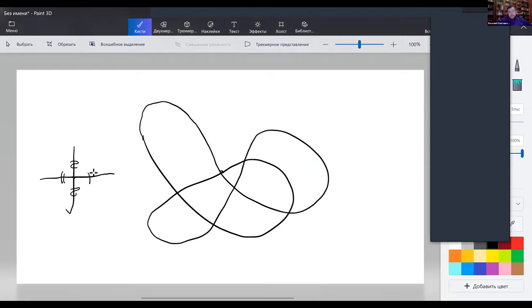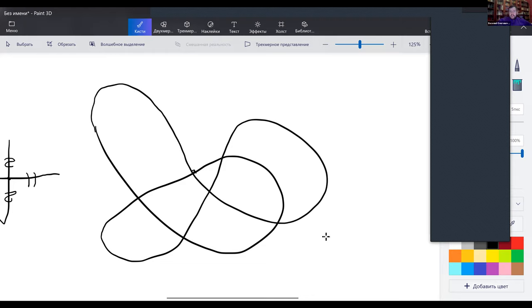And now this is a curve with intersections. And I want to declare my knot to be slice if it can be capped by a surface with intersection. This is the most natural definition.